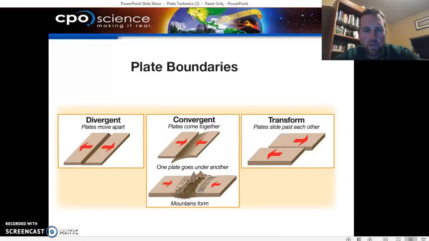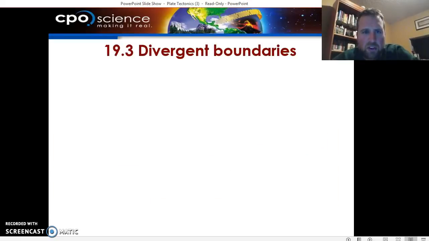So what happens when plates move? They can create three different types of boundaries. Now, a boundary is when two plates interact in a specific way. Now, there's three ways that they can interact, and this is on the back side of your notes. So the first one is called a divergent boundary. So what is it? That should be in your notes.